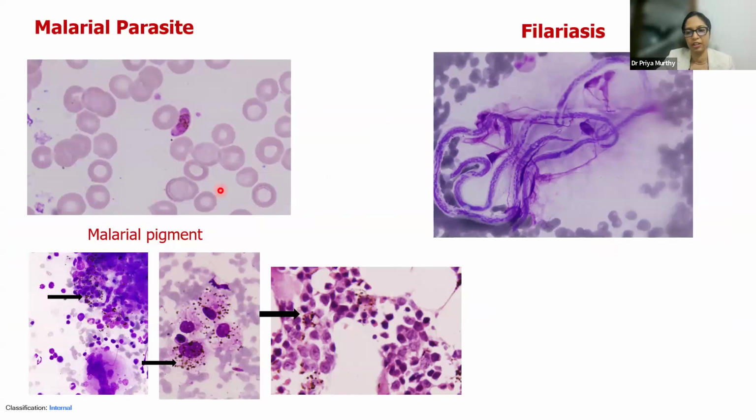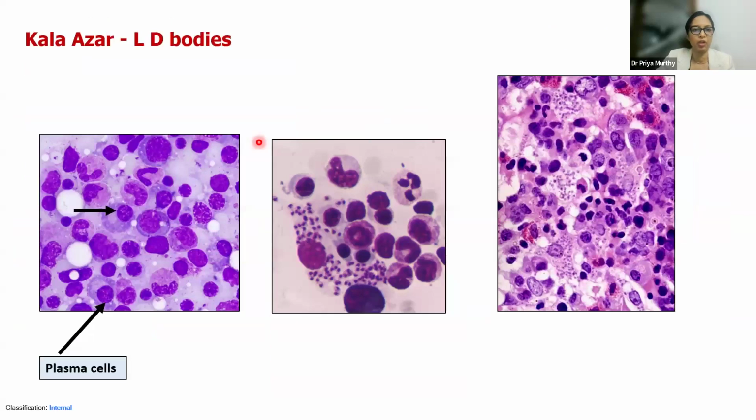We can pick up filariasis sometimes in the bone marrow aspirate as well. Now, Kala-azar or Leishmania donovani bodies can also be picked up. This is a disease quite rampant in the tropical and warm areas of the world, and it is spread by the sandfly, and the protozoan is spread by that.